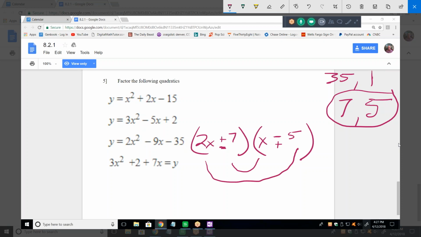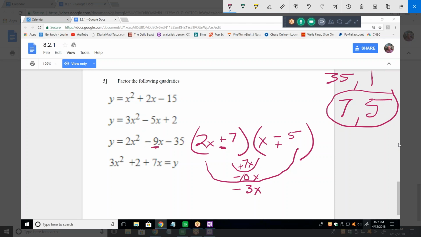As to what that produces as a middle term. Let's see, that's plus 7x. That's minus 10x. That's minus 3x. I'm looking at a middle term of 9. So that tells me something. It tells me this is not correct.